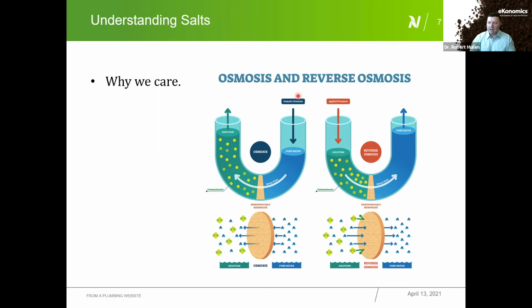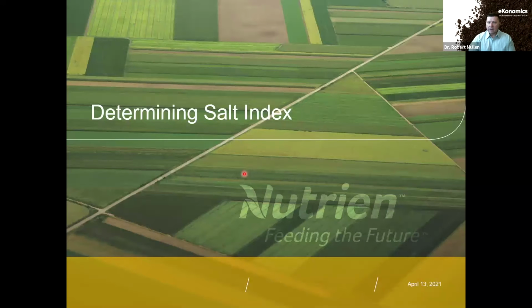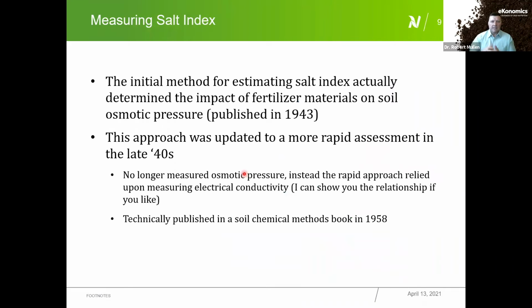Again, I've seen it. I've seen it with farmers' fields. They get a little bit aggressive and, hey, I got away with it last year, and then this year I couldn't get away with it. So the question becomes, can we quantify this effect and have a basis of comparison for different fertilizer materials? And that's what they discovered in the late 30s, early 40s, and said, okay, let's start determining a salt index.